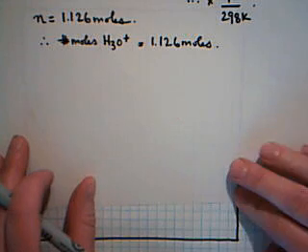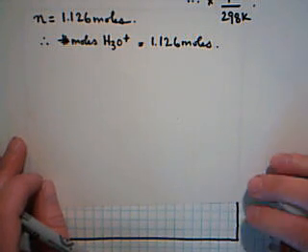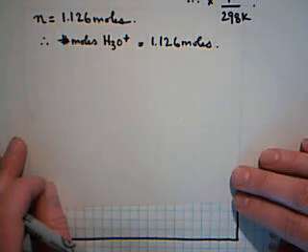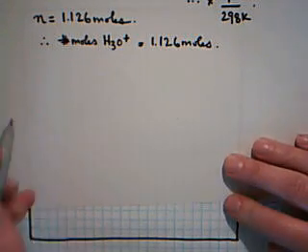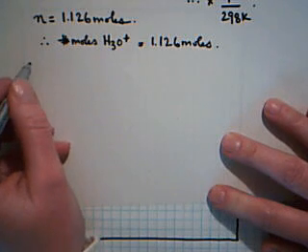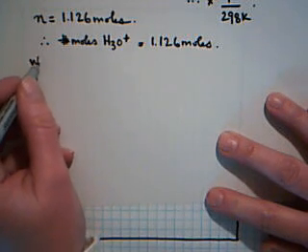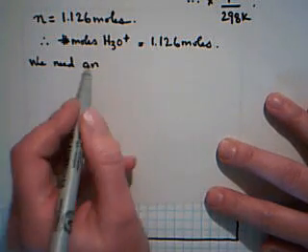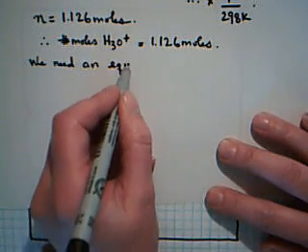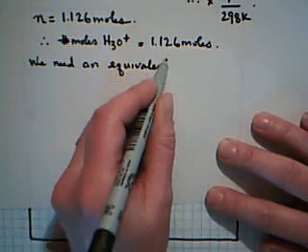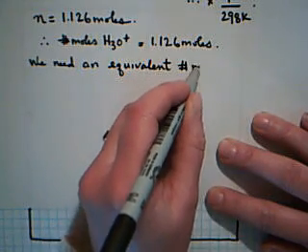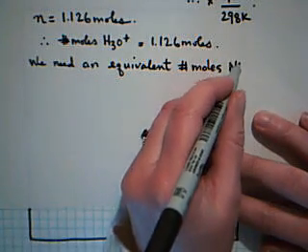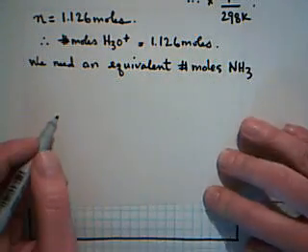Now, what are we doing with this acid? We want to neutralize it by adding ammonia, NH3, and we want to know how many liters of ammonia we need to add to this solution in order to neutralize it. Well, if we want to neutralize it, what do we need? We need an equivalent number of moles of my base, which in this case is NH3.